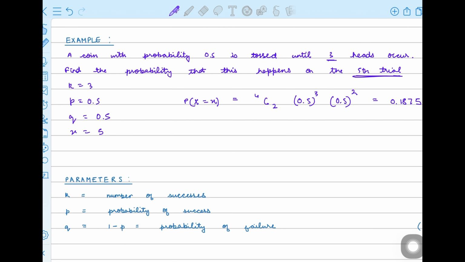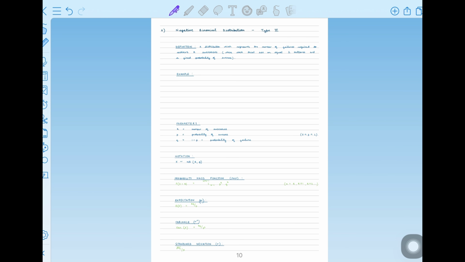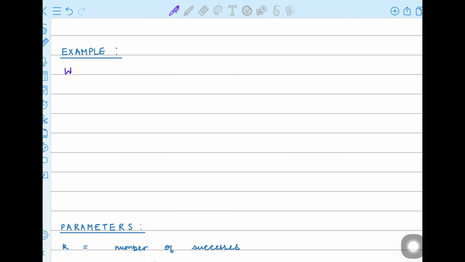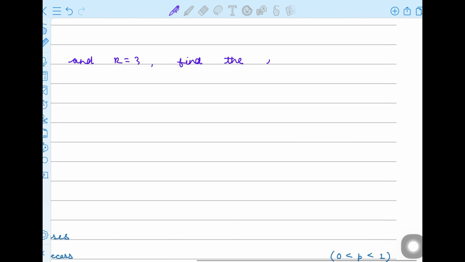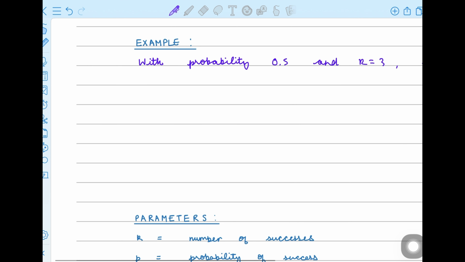Negative binomial distribution type 2. This represents the number of failures before k successes. For example, with probability 0.5 and k equal to 3, find the probability of 2 failures.